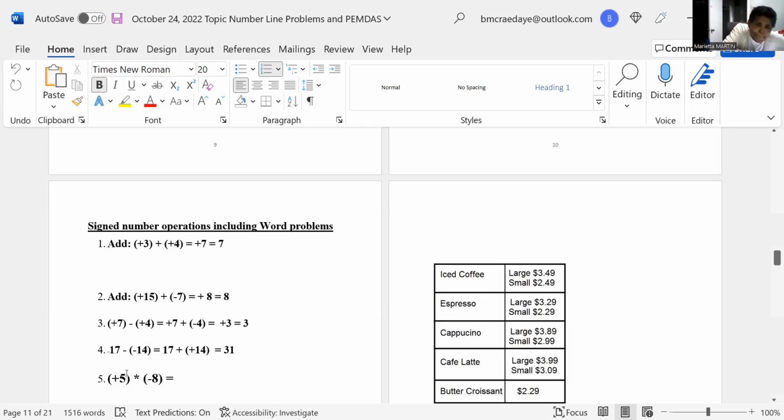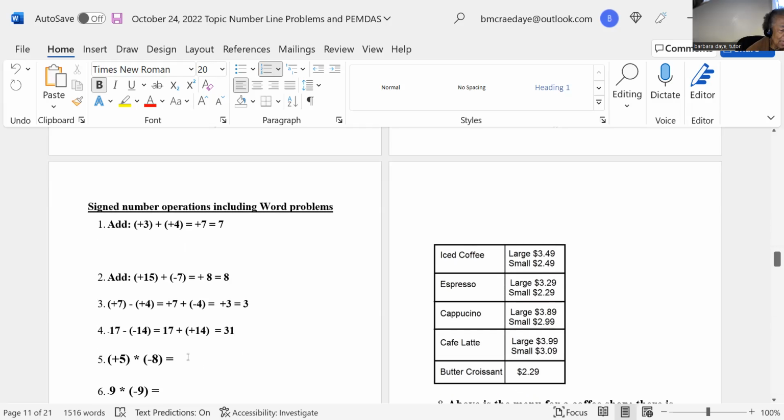Now, the asterisk we said can represent multiplication. So what's a +5 times a -8? Unlike signs multiply to give you negative. So what would be the answer, Marietta? A plus sign and a negative sign. Yeah, unlike signs multiply to give you negative. So what would be the answer here? 5 times 8 is 40. Okay, it would be 40.